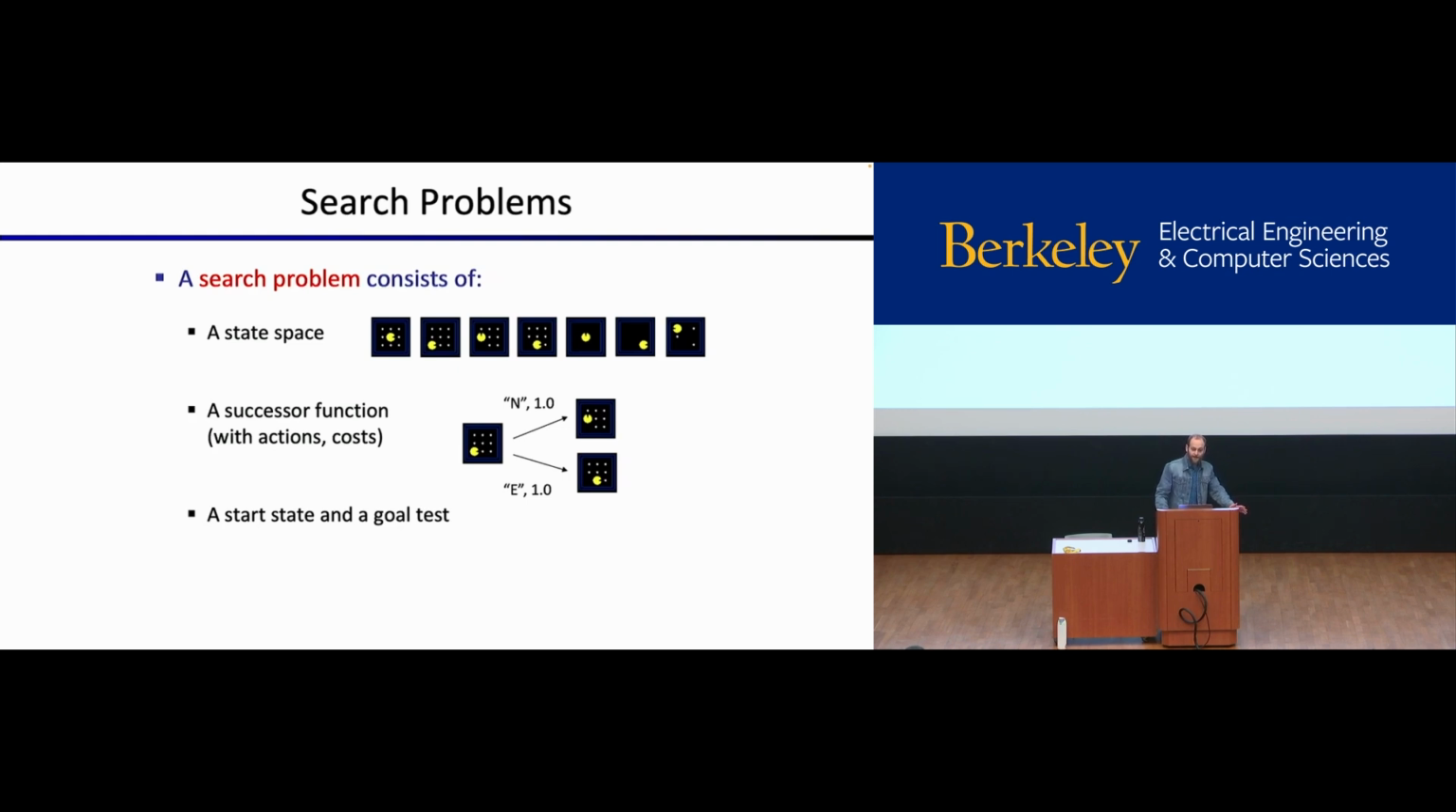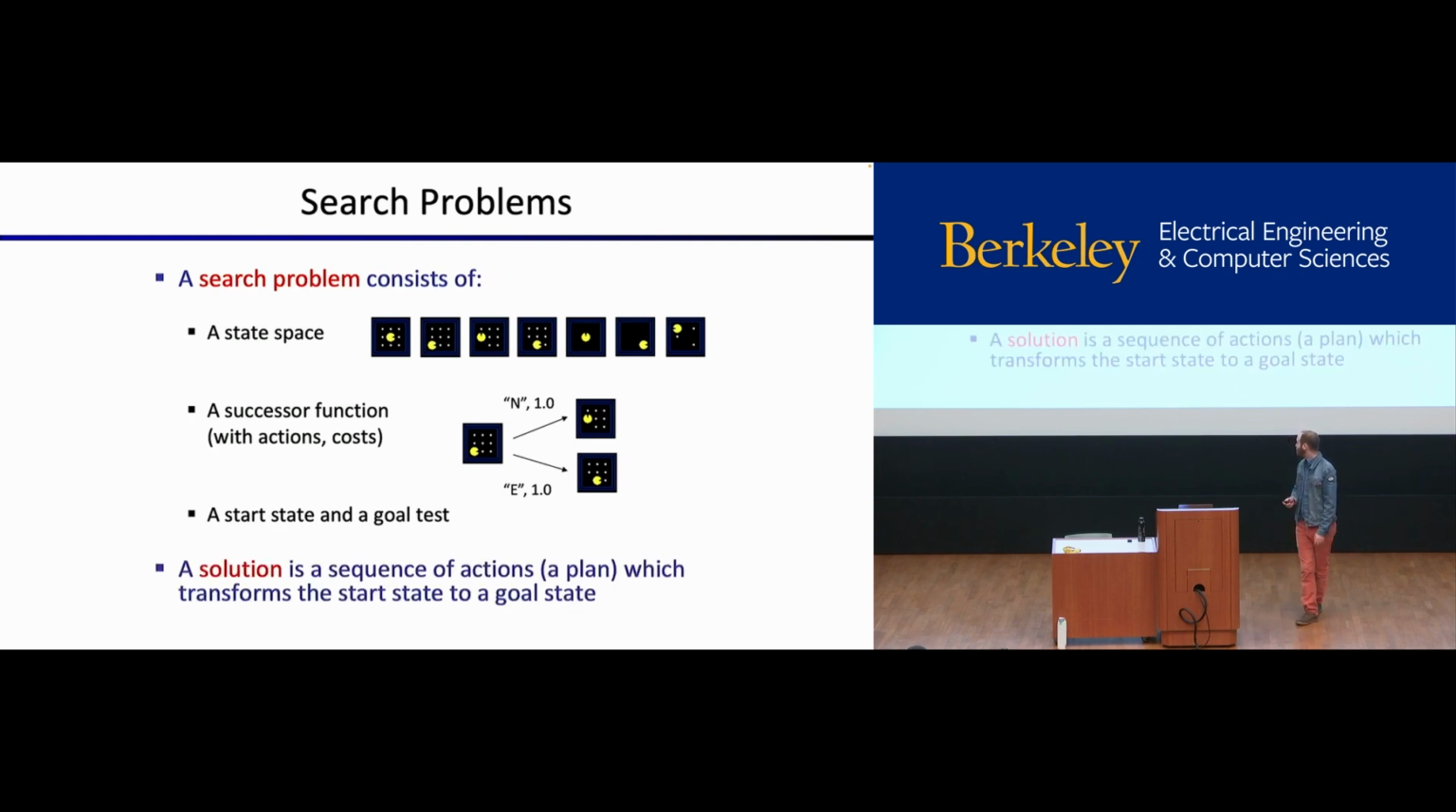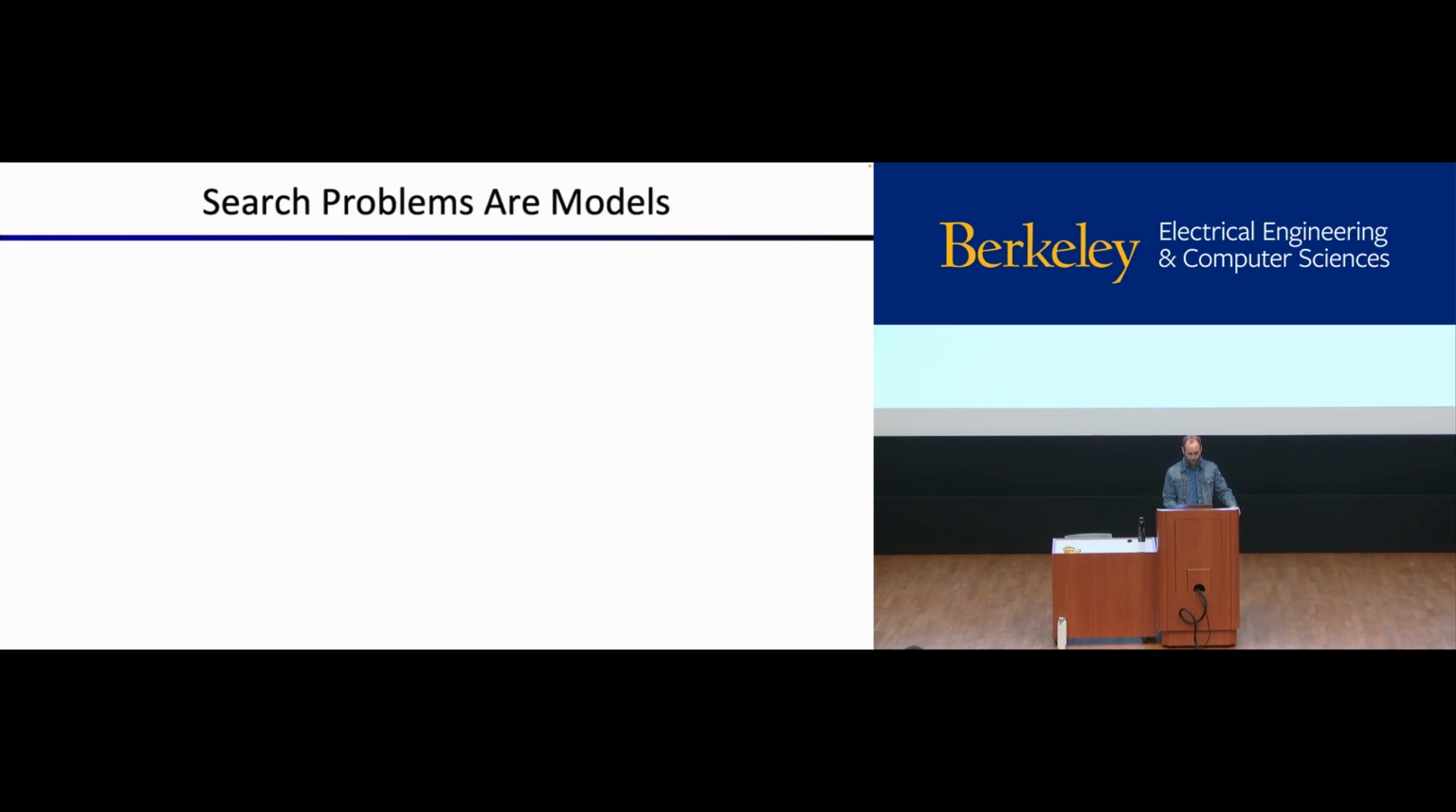We need a start state. Of all these states that you could be in, where do you start? And then how do you know if you've reached the goal? So a solution to a search problem is a sequence of actions, that is a plan, which transforms the start state into a goal state.